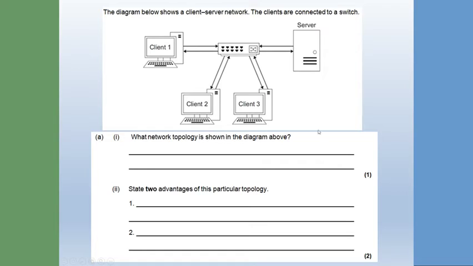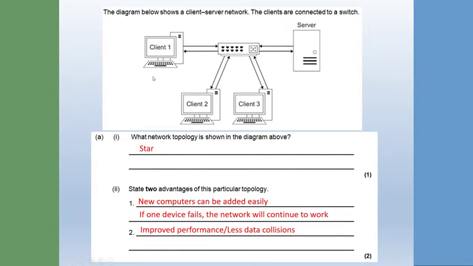Okay, this is a star network. They're connected via a switch. What network topology is shown? It's a star. State 2 advantages. Well, new computers can be easily added to the network. We just plug them into the extra port on the switch. If one device fails, the network will continue to work. So if client 3 fails and drops off, the rest will not be affected.